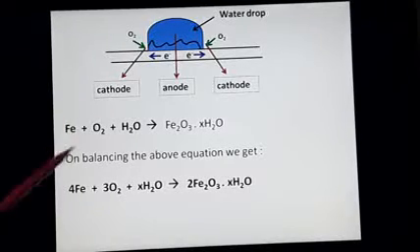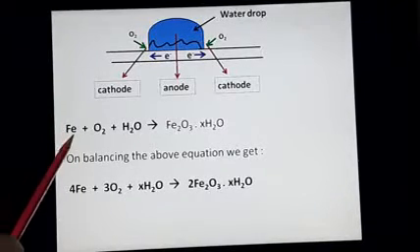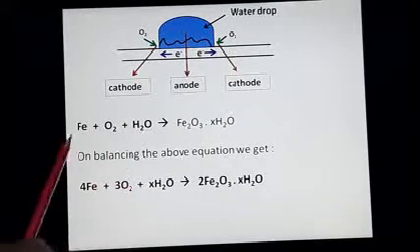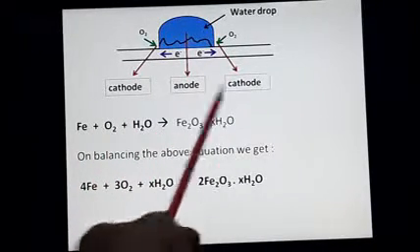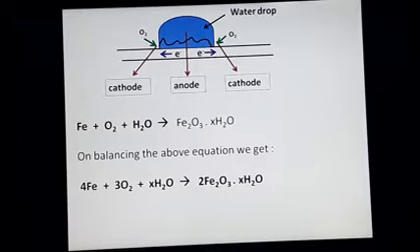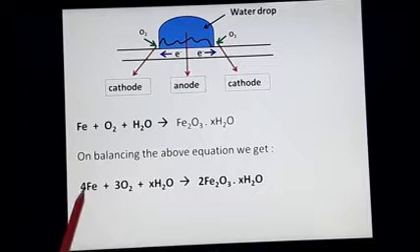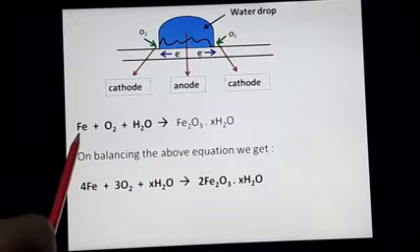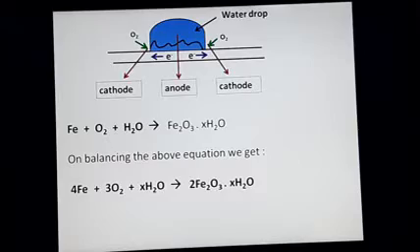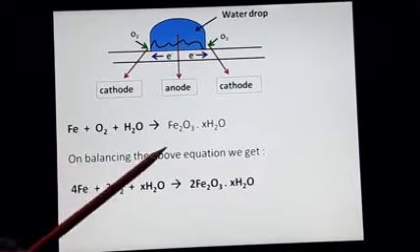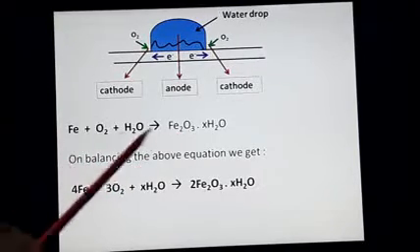Finally, you can see that iron, oxygen and water, all these three were the reactants, and the product formed is Fe2O3·xH2O, because it's not a fixed number of water molecules. Sometimes there are more, sometimes there are less, so we show that by x. To balance this equation, we'll balance the water part last. We'll start with the oxygen first. Here you have 2 oxygen and 3 oxygen.